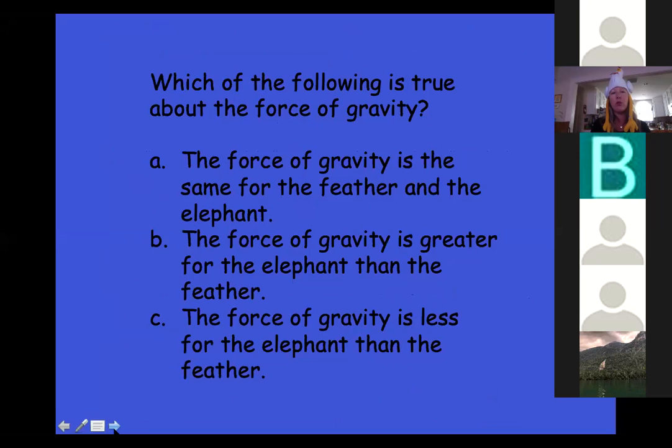Which of the following is true about the force of gravity? A, the force of gravity is the same for the feather and the elephant, or B, the force of gravity is greater for the elephant than the feather, or C, the force of gravity is less for the elephant than the feather.